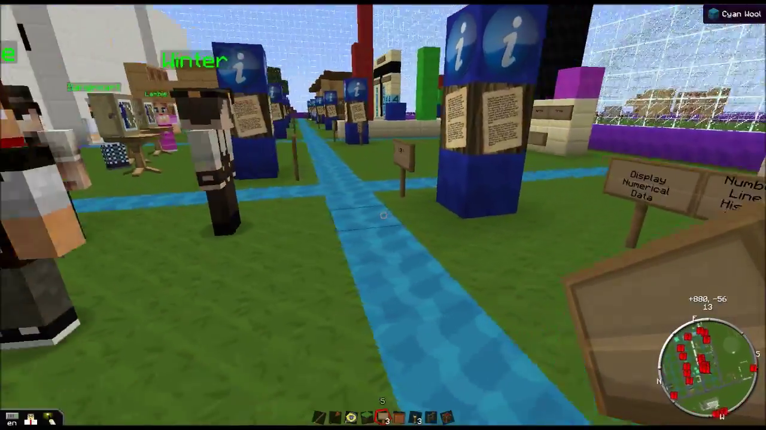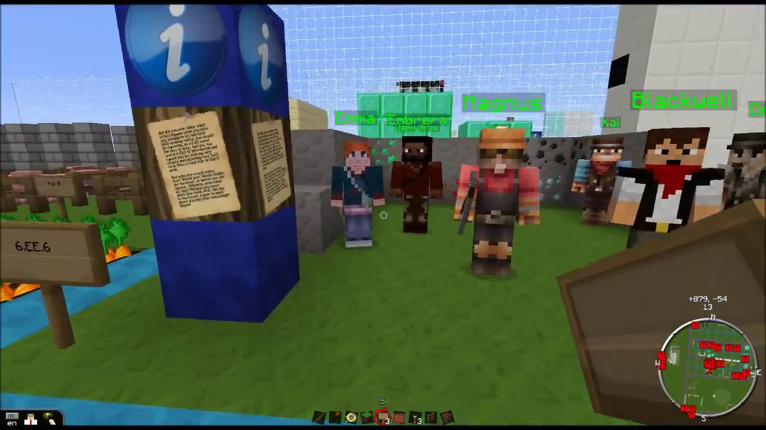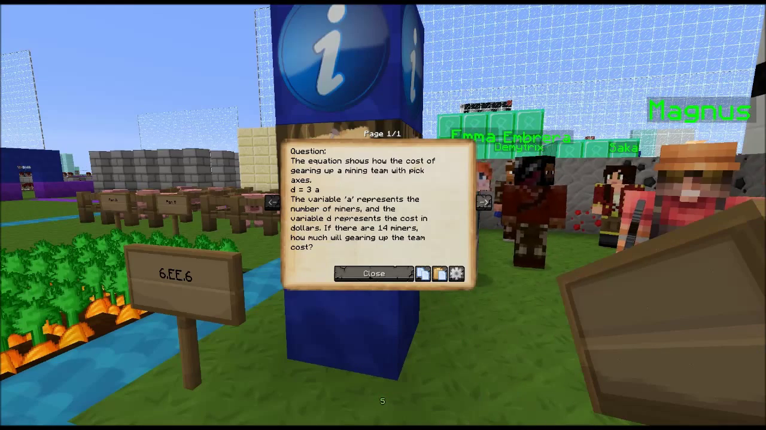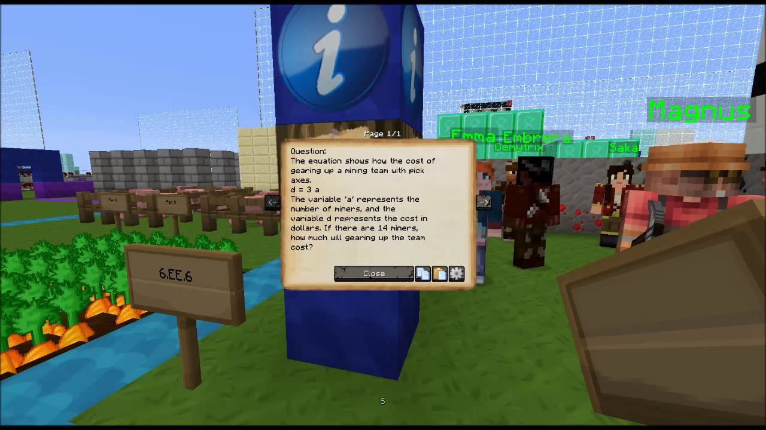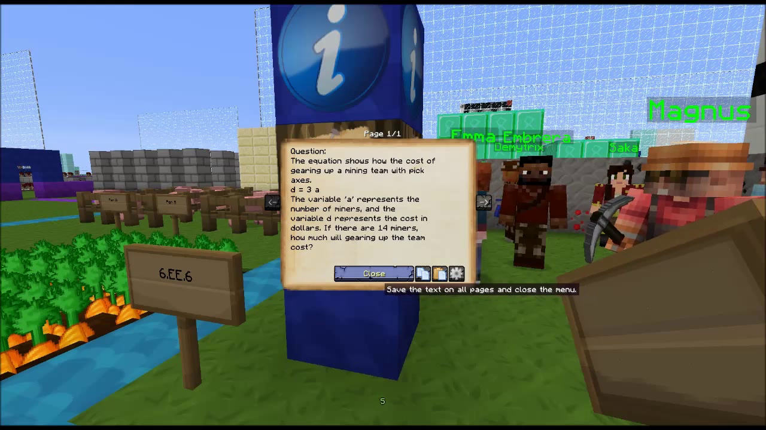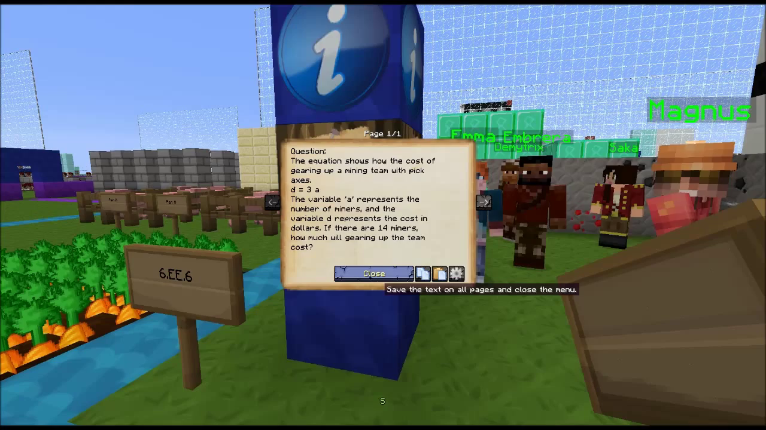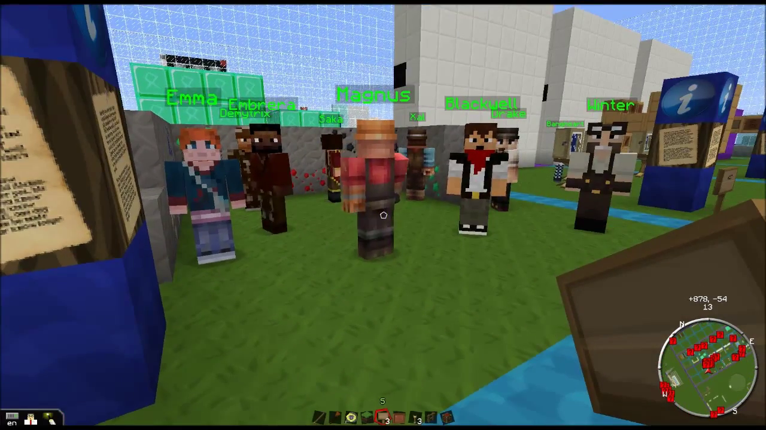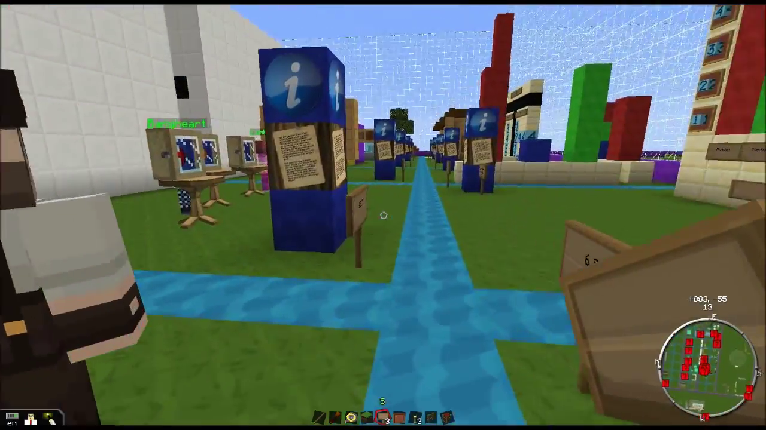Oh, look at this happy band of really oddly named people. These guys are helping me demonstrate. These miners are going to help me demonstrate real-world problems using expressions and variables. If we're trying to gear these guys up, D equals 3A, where A represents the number of miners and D the cost to provide them with gear. Alright, excellent. Let's move on.